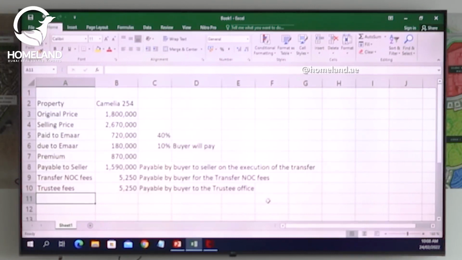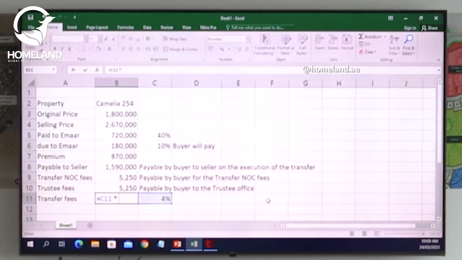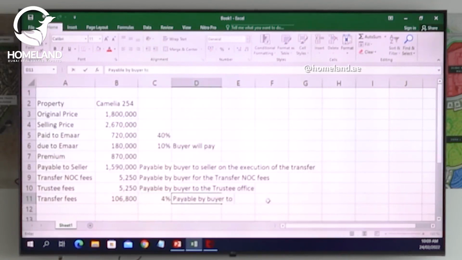Transfer fees. How much is it? 4%. 4% of the selling price. 4% multiplied by 7,267... 2.67. So it's payable by the buyer. I write it in capital letters so that if the buyer needs to prepare a manager's check, he has the correct spelling. Transfer fees, 4% of the selling price.